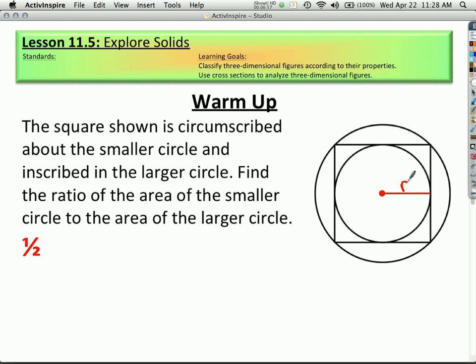Now, I would like the area of the small circle. What's the area of the small circle? Nathaniel? Pi r squared. So the small circle's area is pi r squared. So we're asked to write a ratio of the smaller circle to the larger one, the areas. We already have the area of the small one. I know it's not a number, but we have the area. Now we need the area of the larger circle.